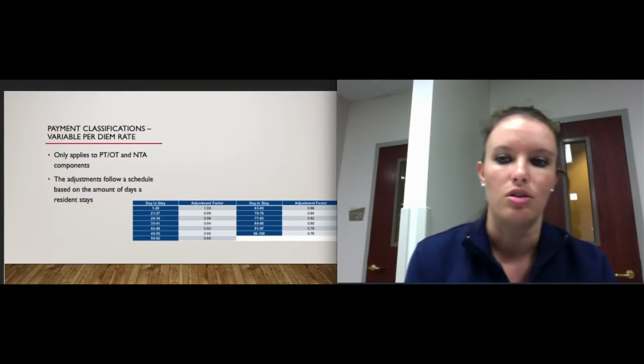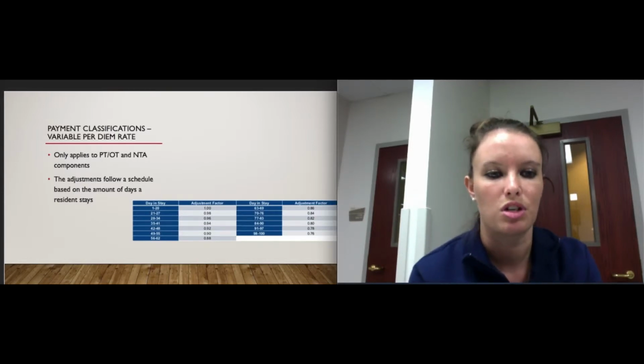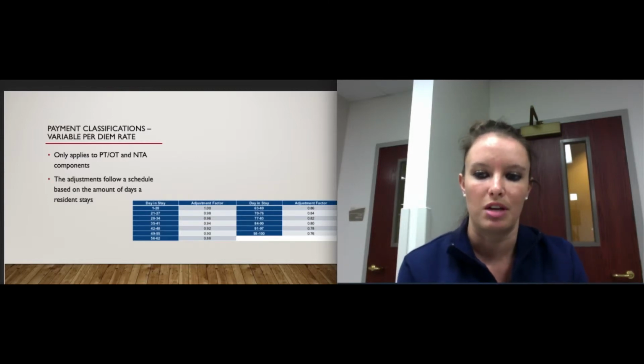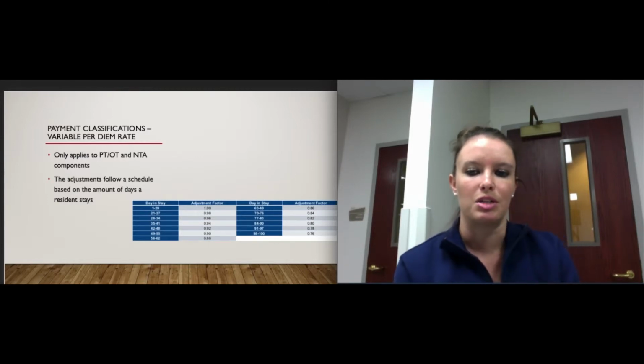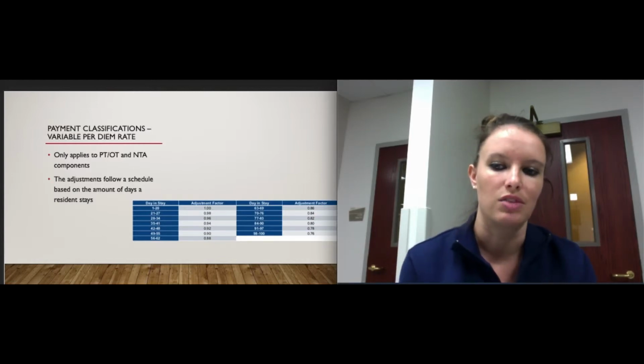The per diem rate only applies to PT and OT and the non-therapy ancillary component, which is medical supplies and drugs. The adjustment follows a schedule based on the number of days a resident stays. It's approximately a 2% decline at day 21 and then continues to decline every 7 days thereafter.